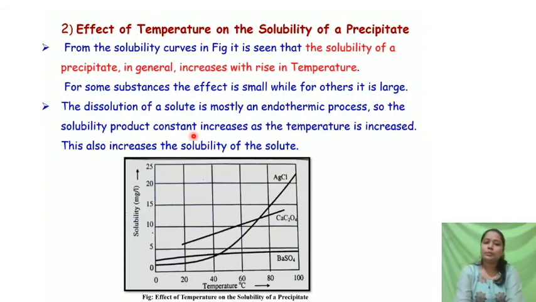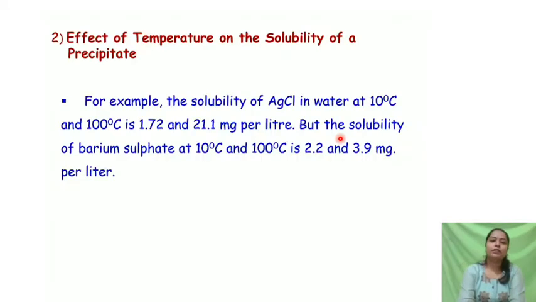So the solubility product constant increases, the value of Ksp increases as the temperature is increased, and this also increases the solubility of the solute. That means if temperature increases, the solubility product constant value also increases, and due to that the solubility of a solute also increases. It is the effect of temperature. For example, here we consider one example.